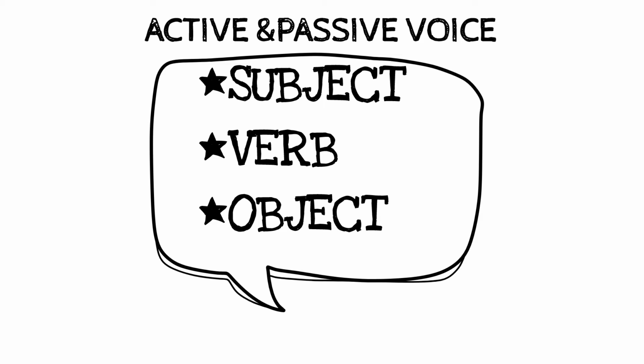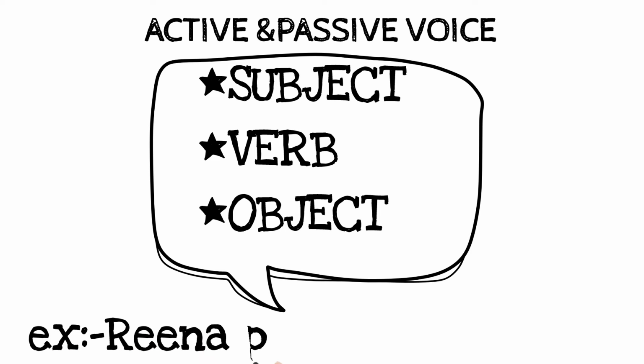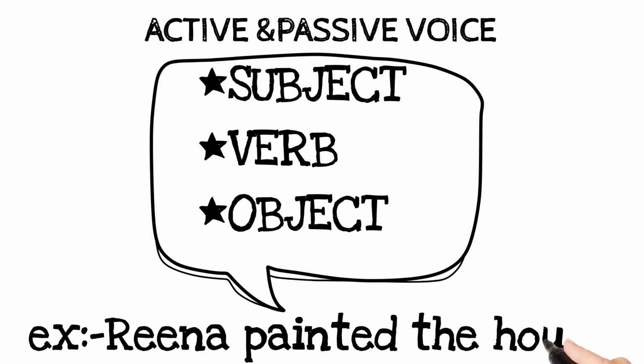Now we will learn about verb. Verb is the action word. Example, playing, running, etc. Okay, now what is meant by object? Whoever or whatever receives that action is called as object. Okay, now we will go with the example, that is Reena painted the house. In the given example, Reena is performing the action, so Reena is subject. Painted is action word, so it is verb. House is receiving the action, so it is the object.